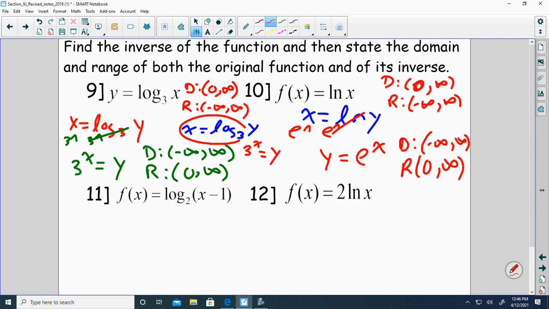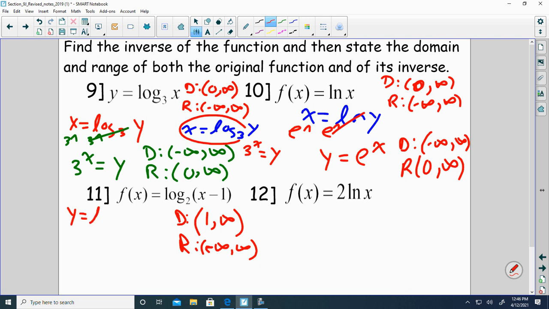You have to be careful on the domain of number 11 because I have it as x minus 1. So what would make that 0? So it can go from 1 to infinity. If you plug 1 in, you get 0. So I have to plug like 1.00 whatever. And that's going to work for us. Our range can indeed be negative to positive infinity.